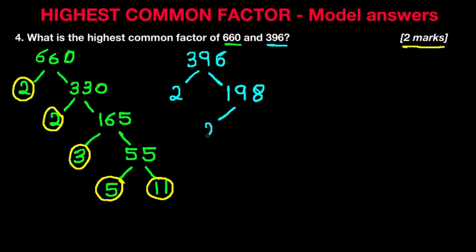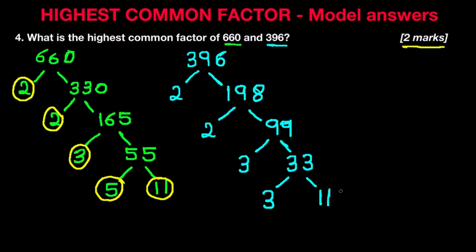198 is again an even number, so it can be divided by 2. The answer is 99. Now 99 cannot be divided by 2, but it can be divided by 3. The answer is 33. 99 divided by 3 is 33. Now 33 can be divided by 3, and we get 11. 33 divided by 3 is 11. So we're going to circle the prime factors of the number 396.